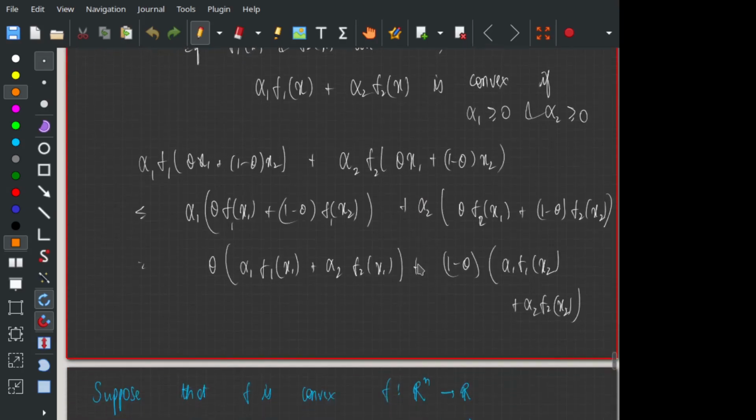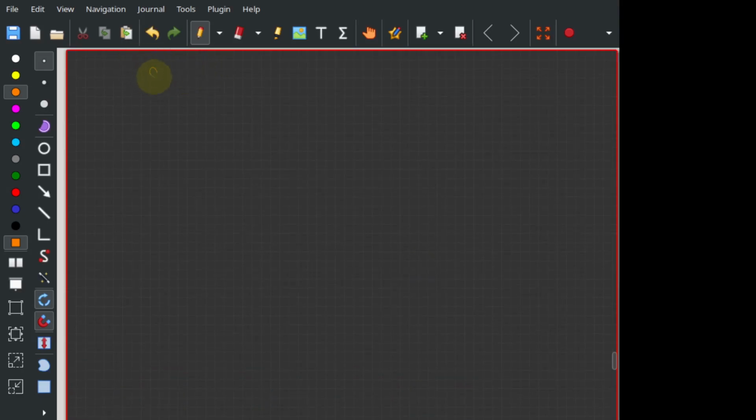In fact, suppose we have a function f of two arguments, f(x, y), where this function is a convex function of x for every single y. Then if I take the integral over all possible y of f(x, y) dy, this is also convex.